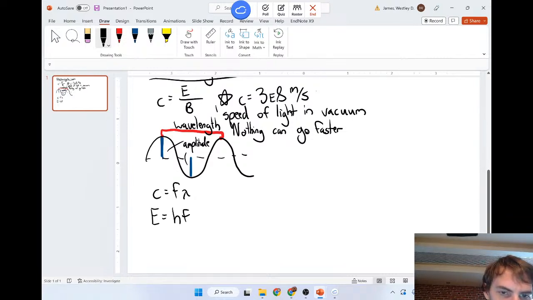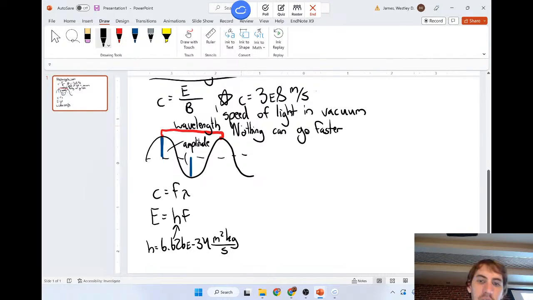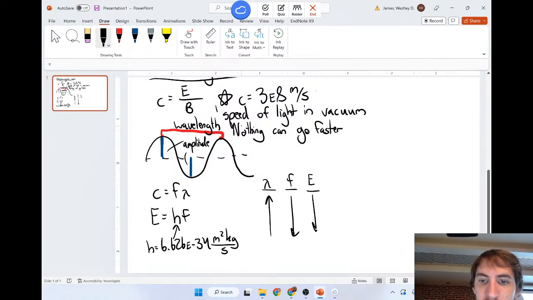Planck's constant is h equals 6.626 e to the minus 34 with some disgusting units. It's not the worst units I've seen. Meters squared kilogram over seconds. So the energy of a wave is strictly dependent upon the frequency. And so we have a nice little thing where I drew where I said we have frequency, we have wavelength, we have frequency, we have energy. As wavelength goes up, frequency goes down, and energy goes down.